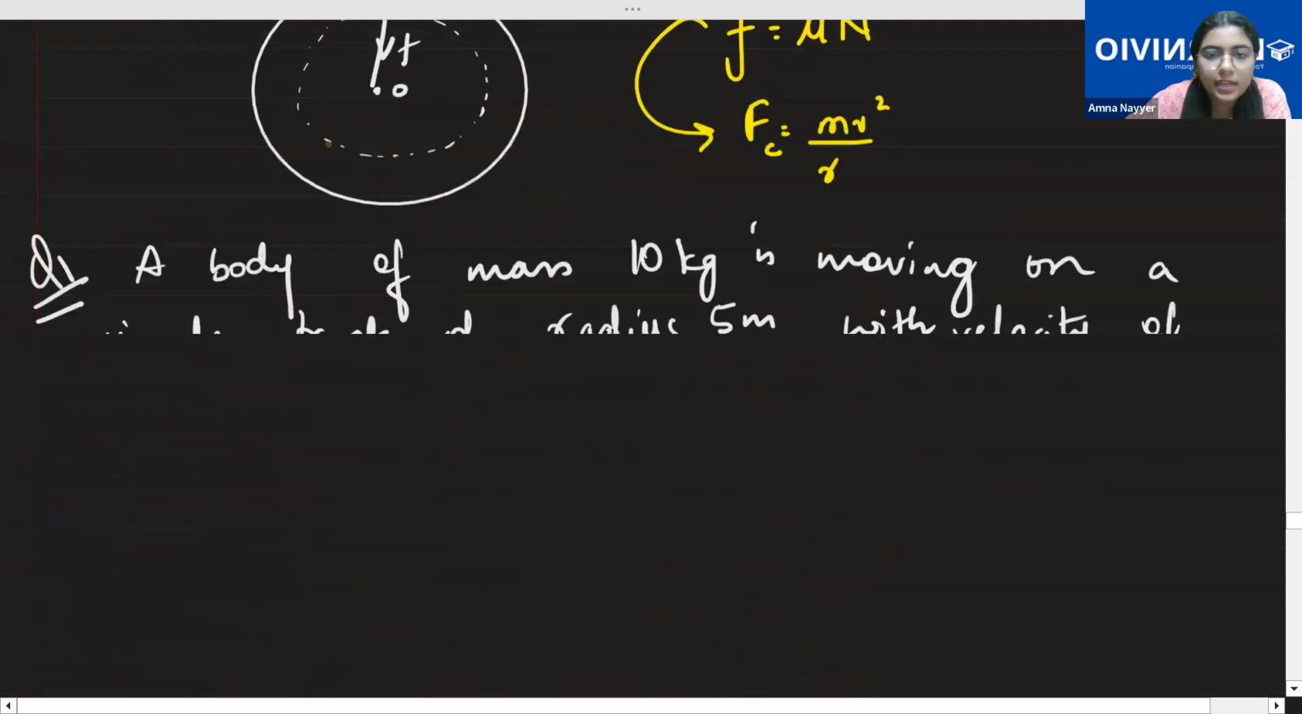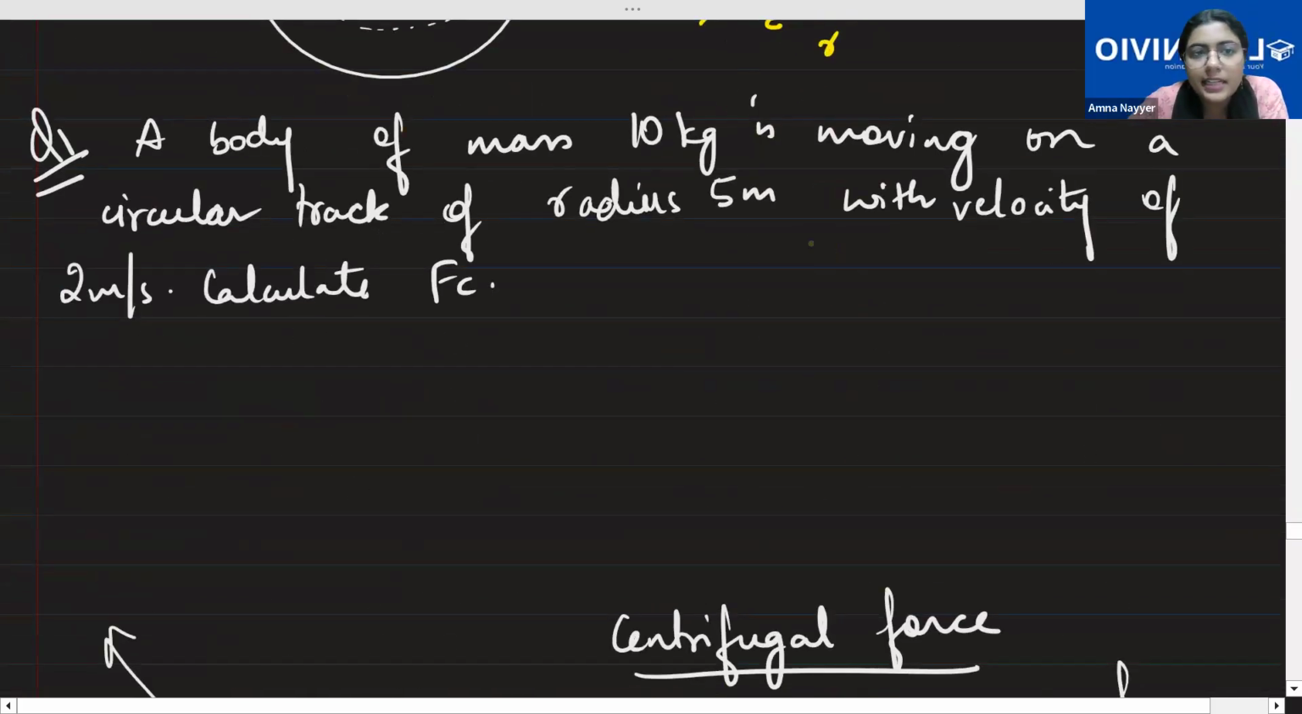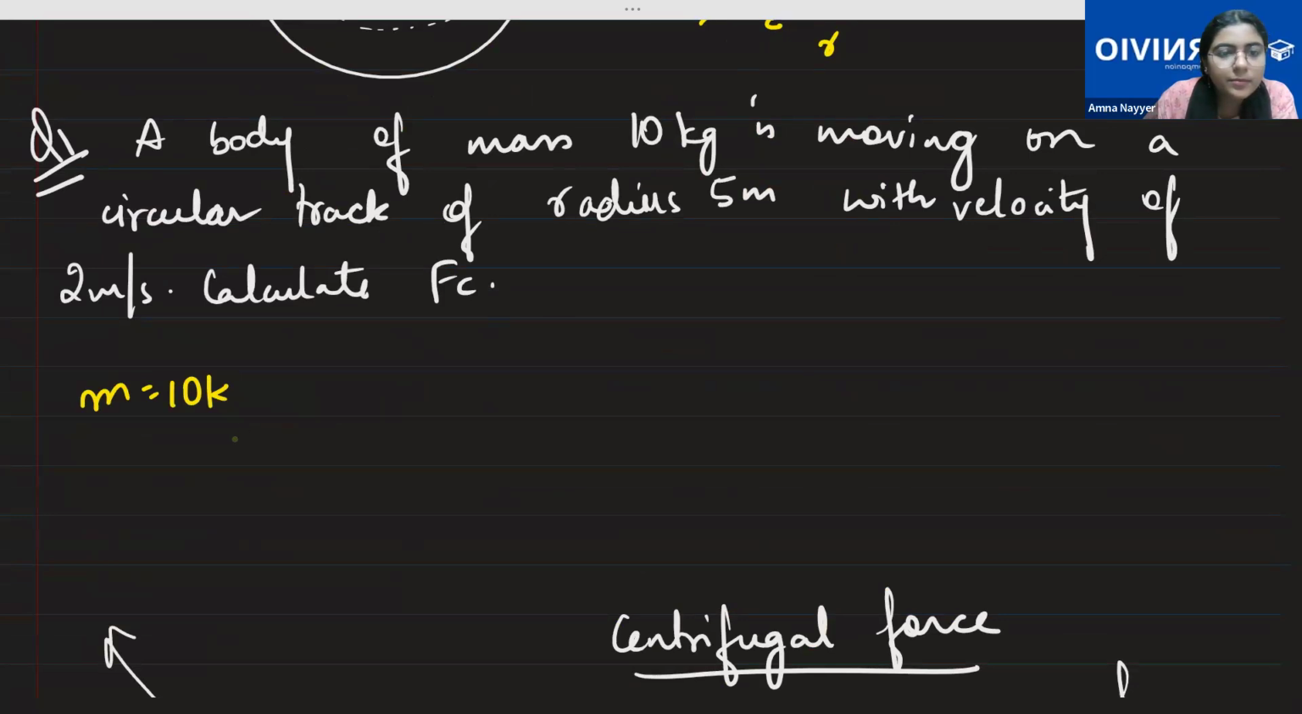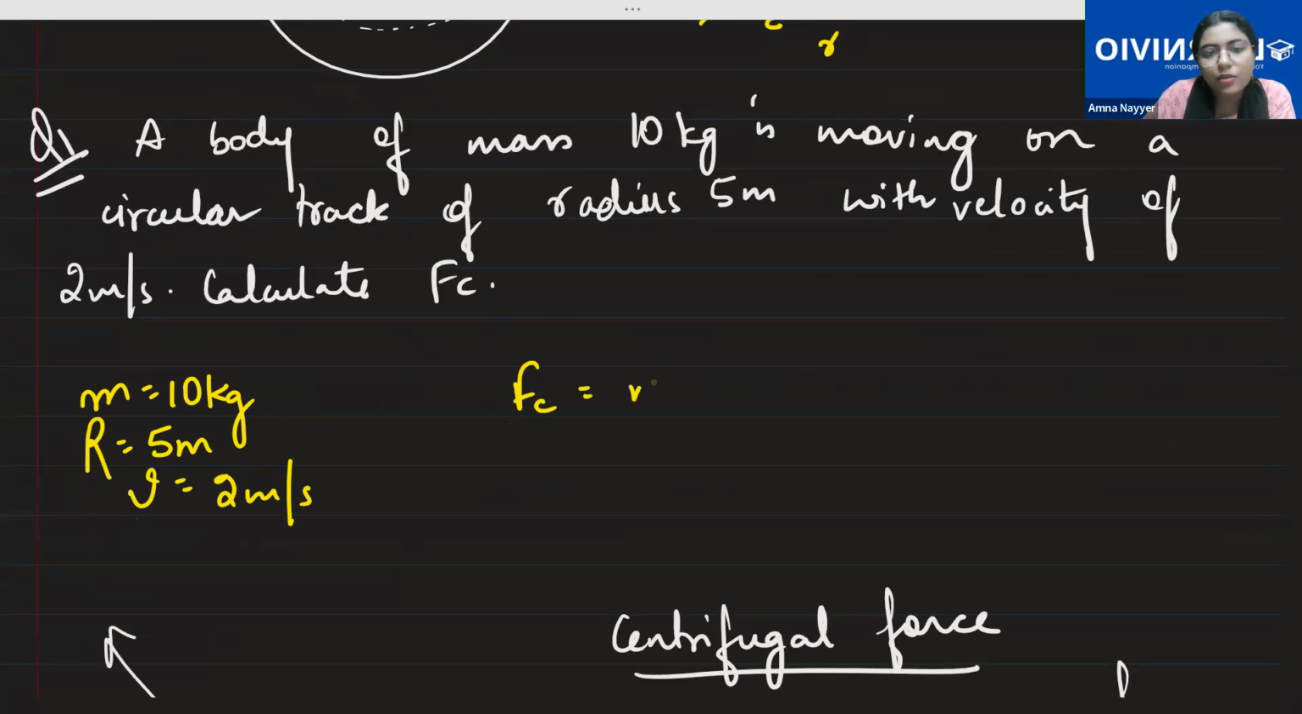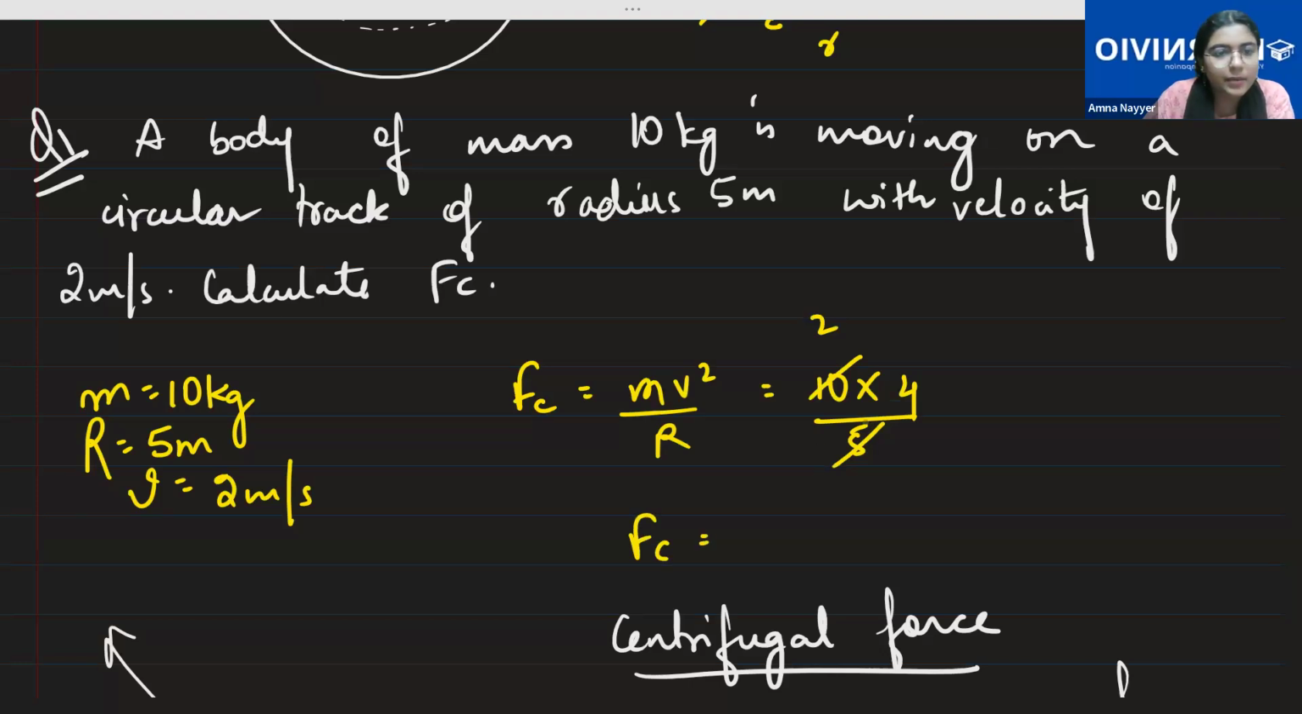Okay, so we'll see numericals also based on this. One question let me discuss. This says that a body of mass 10 kg is moving on a circular track of radius 5 meter with a velocity of 2 meter per second. So centripetal force will be mv square by r, which is 10 into 4 divided by 5. This is equal to 2 into 4. Centripetal force will be 8 Newton.